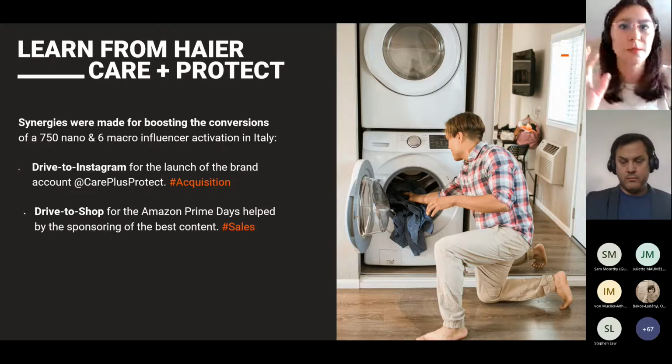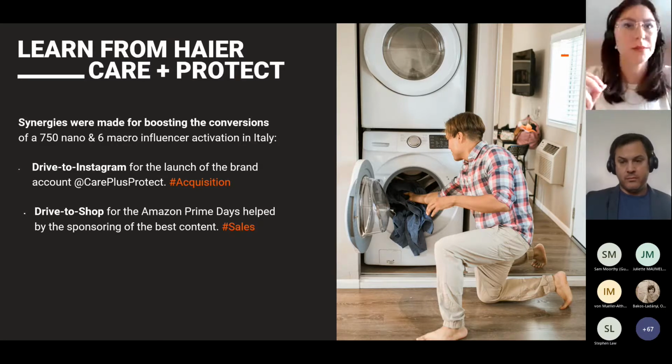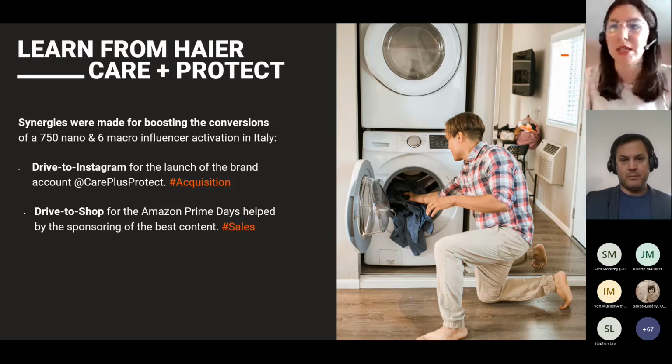And the second one more for the macros and the professionals and their higher visibility and traffic potential. We drove them to shop, actually, to the Amazon e-retailer platform. It was also happening during the Prime days. So we helped the brand boost sales conversions through the sponsoring of best content. So really adding the advertising chapter on top to really amplify reach, traffic, interactions, and then conversions on this e-retailer to boost sales.